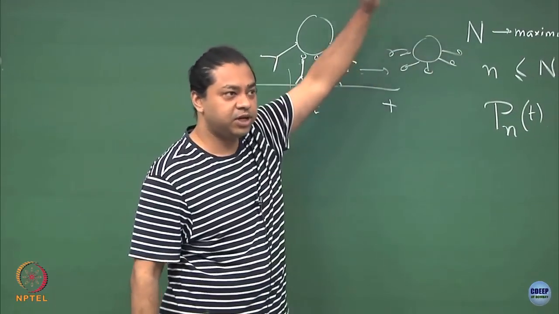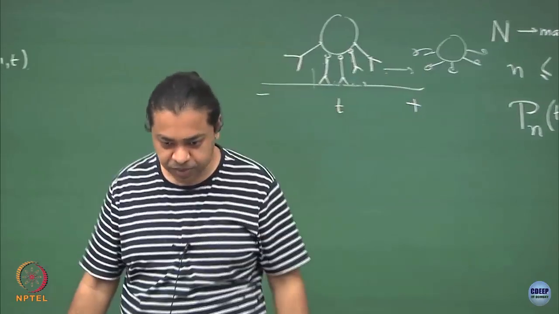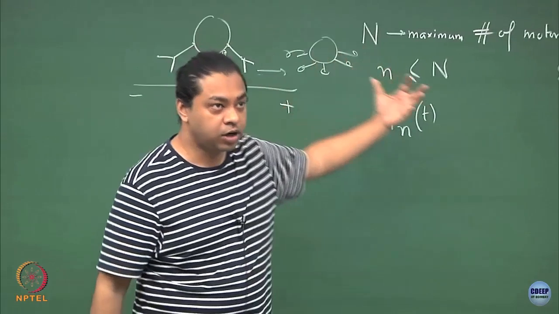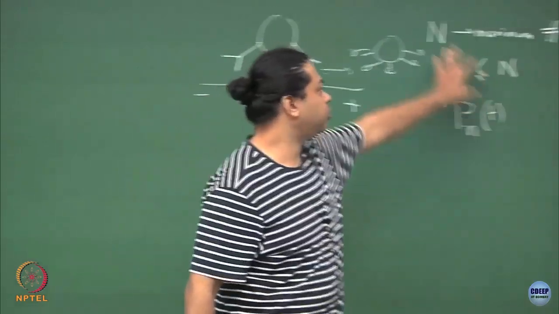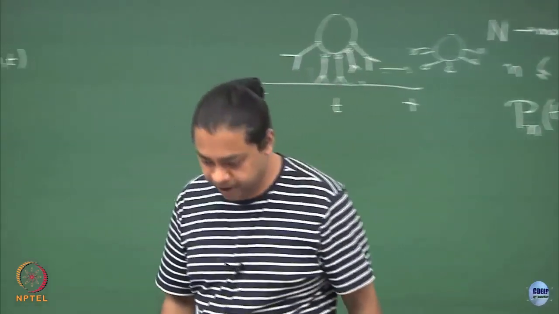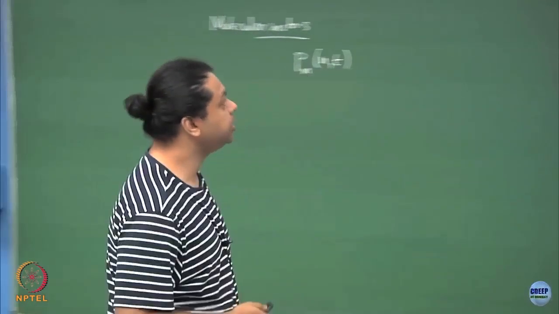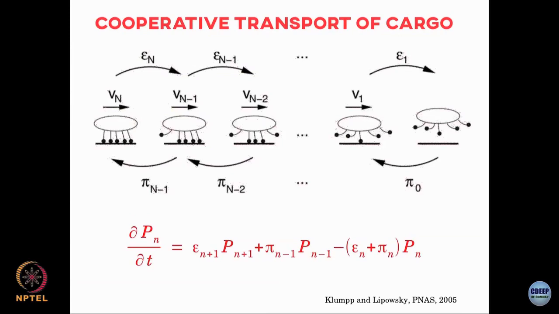So, these epsilons, these pi's or these velocities, these are separate ingredients that will go into the model and they will come into the model from experiments. From experiments, we know how these unbinding rates, binding rates, velocities, these all change and we will put that in at some point. Okay. But in principle, you can calculate stuff like this, the average number, the average velocity.